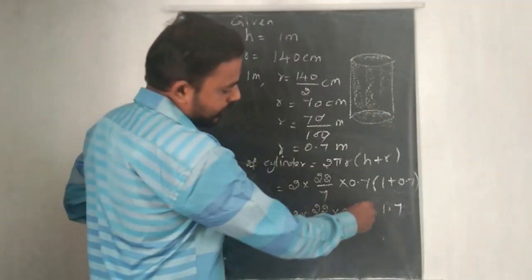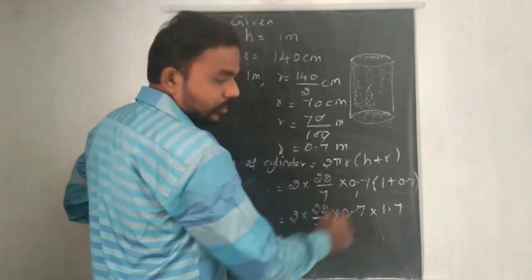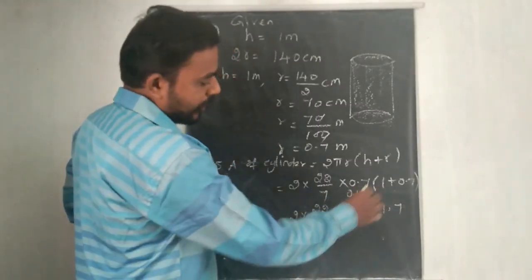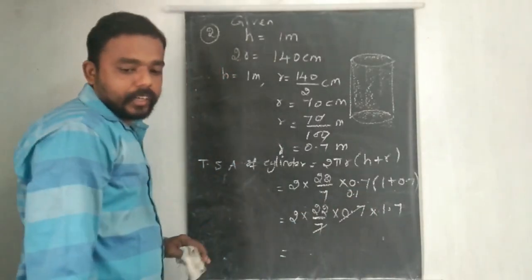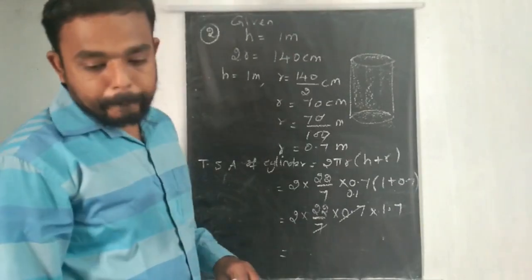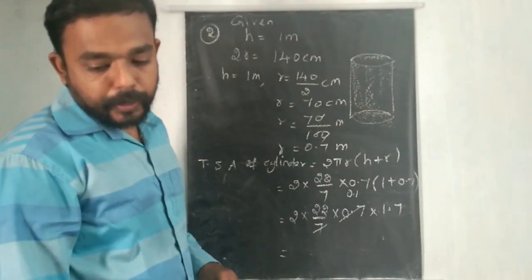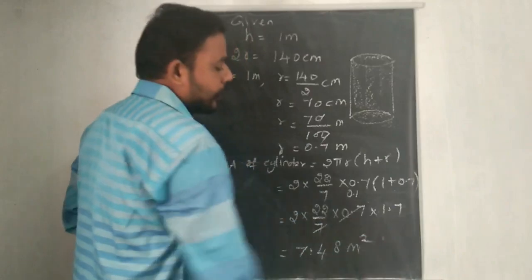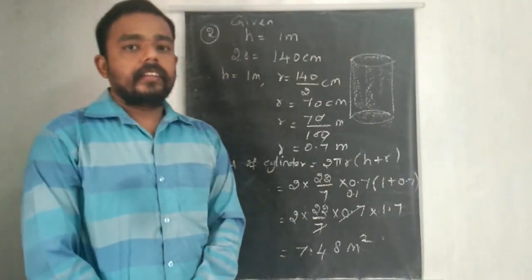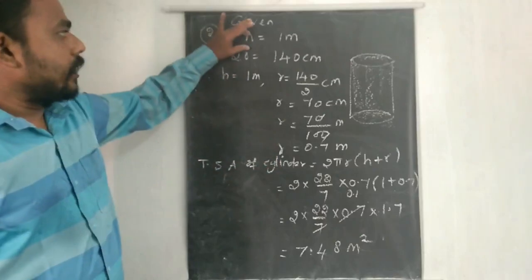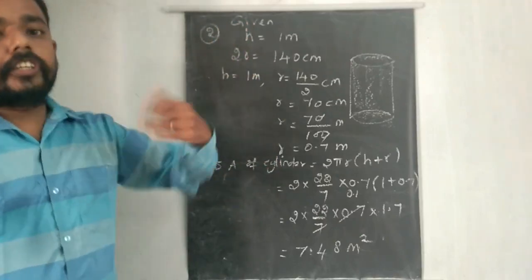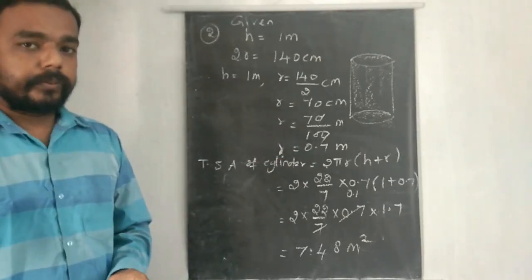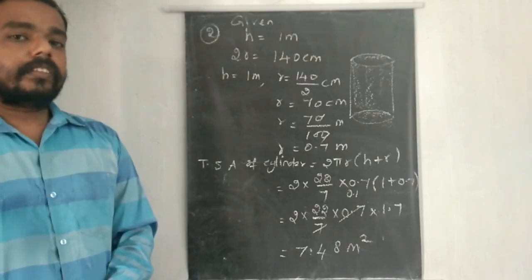Now we can cancel, put 1. How many decimals? 1 decimal, so put 0.1. Now find this product, you can get the value. 2 into 22 into 0.1 into 1.7 is 7.48 units. We converted into meter, so it's meter square. So H value and R value we need to convert into meter. H is already meter, R we need to convert into meter and substitute in the total surface area cylindrical form.